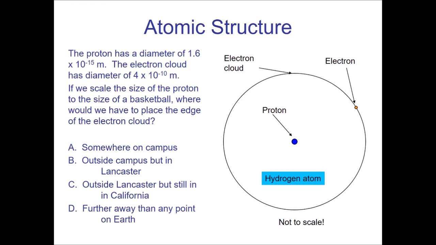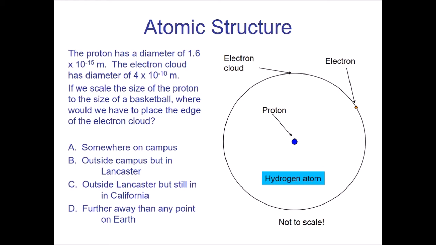I give you the size of these two things, and we want to figure out how large the electron cloud is actually going to be here. So the idea is this. We're going to take our proton, and we're going to scale it up so it's the size of a basketball, which is about 1 foot across. So imagine you have a basketball in your hand.